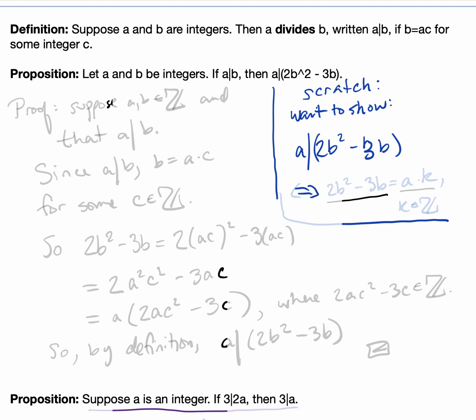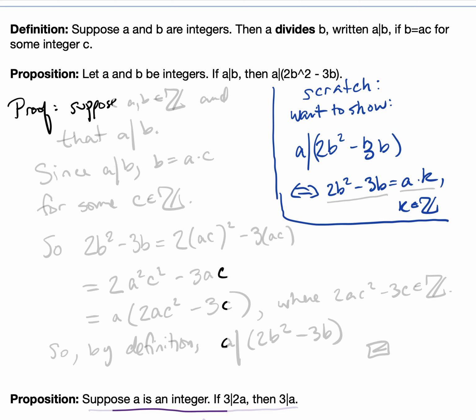This is true if and only if 2b squared minus 3b is equal to a times some integer, say k, where k is an element of the integers. So that's what we are trying to show, and so we're going to keep that in mind while we're doing the proof.